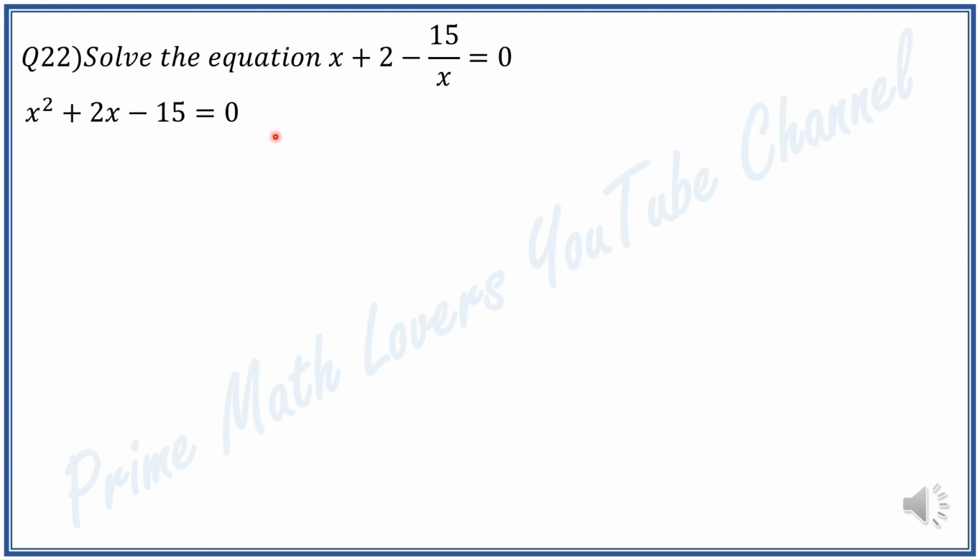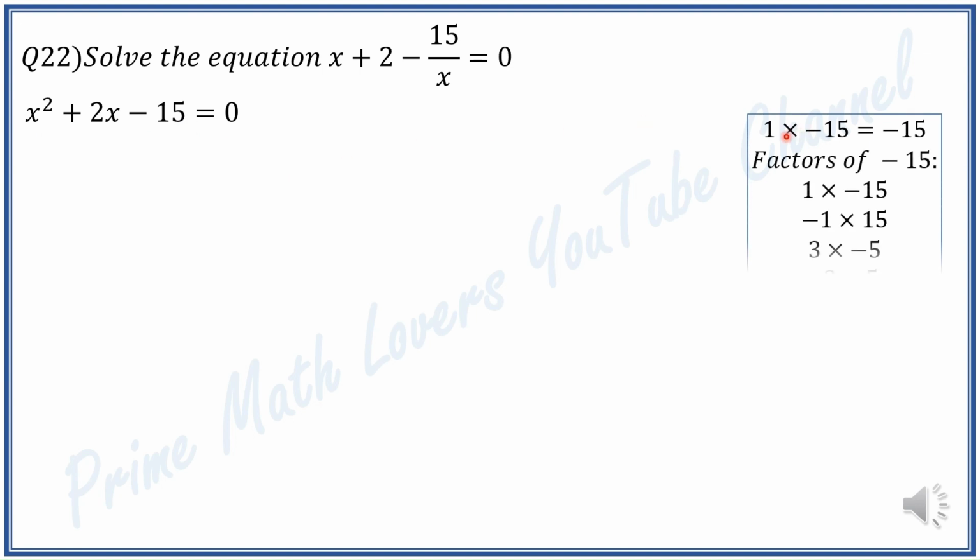For solving a quadratic equation with the factoring method, first we multiply the coefficient of x squared, which is 1, with the constant term, which is negative 15. 1 times negative 15 is equal to negative 15. Then we write down all the factors of negative 15. The factors of negative 15 are 1 times negative 15, negative 1 times 15, 3 times negative 5, negative 3 times 5.